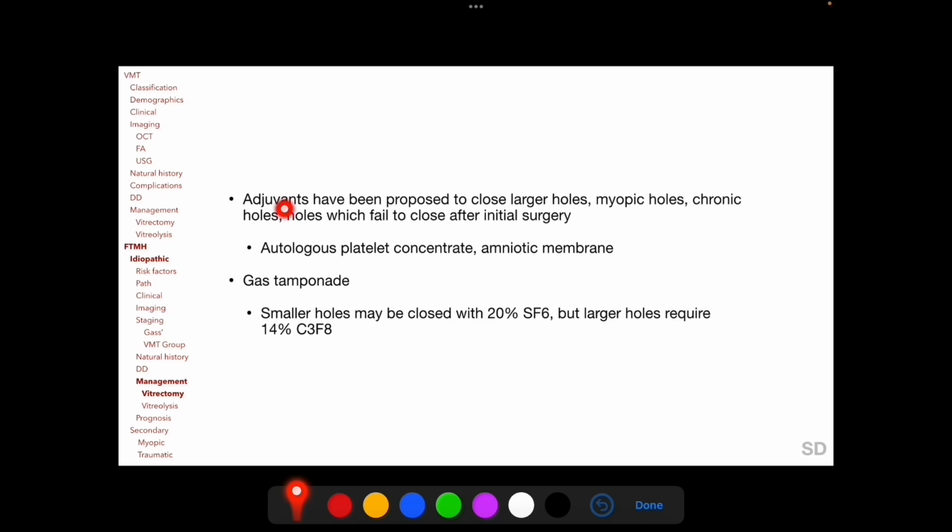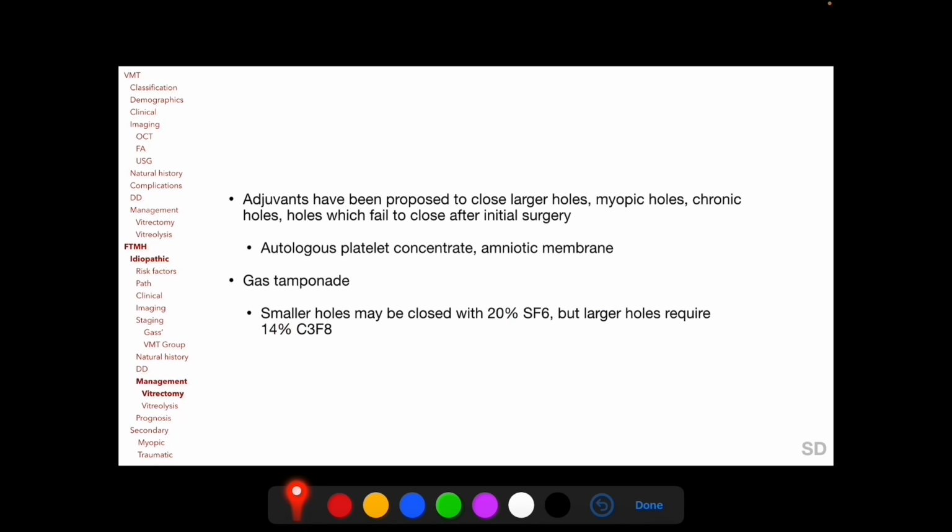Other adjuvants which have been suggested to close larger holes, myopic holes, chronic holes and recurrent holes include autologous platelet concentrates and amniotic membrane. Gas tamponade following internal limiting membrane peeling is a critical component in the surgical procedure for full-thickness macular holes. Smaller holes may be closed with 20% sulfur hexafluoride, but larger holes require 14% perfluoropropane.